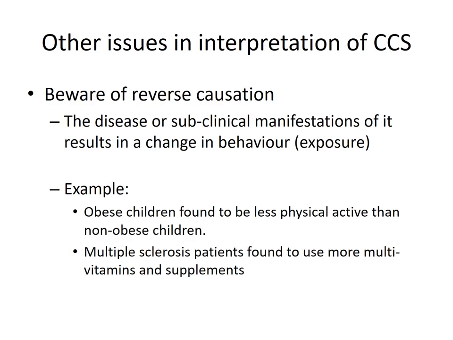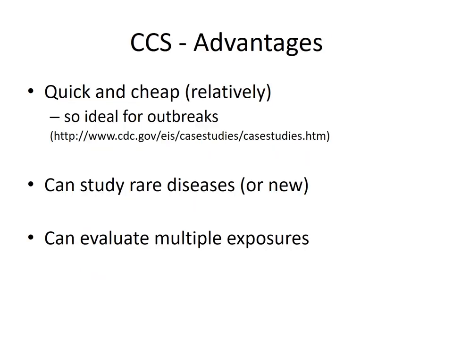Other issues in the interpretation of case control studies: be aware of reverse causation, where the disease or a subclinical manifestation of it results in a change in behavior or exposure. For example, obese children are found to be less physically active than non-obese children, and multiple sclerosis patients are found to use more multivitamins and supplements. This should always be considered when we interpret our case control study results.